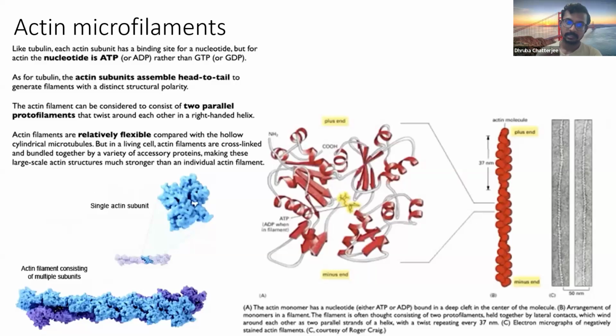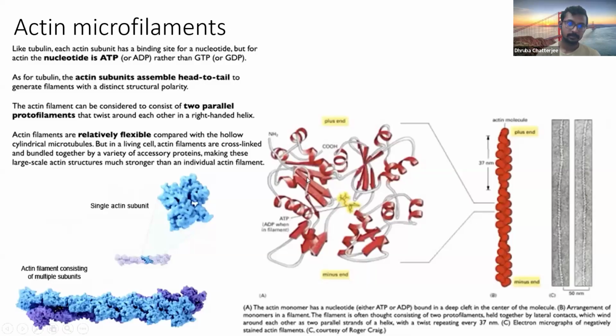And here this ATP bound actin subunit polymerizes, or basically assembles, in a head to tail manner to form protofilaments. And here what happens is that two actin protofilaments get intertwined, right? Two actin protofilaments get twisted or intertwined to form a long filamentous structure, where these two protofilaments are held together because of lateral contacts, right? So they get intertwisted to form a right-handed helix-like fibrillar structure.